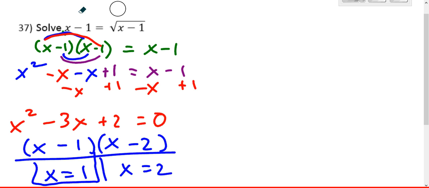Plug in the 2. 2 minus 1 is 1. Square root of 1, that's also true. They both work.